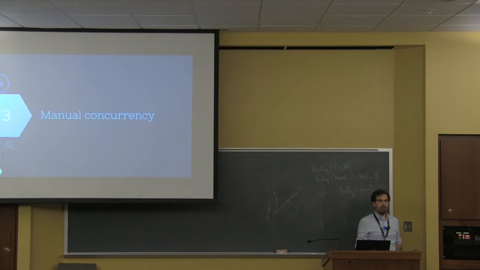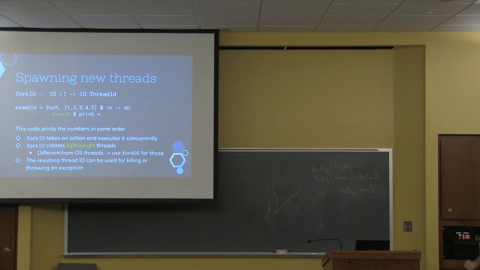So, manual concurrency. Let's get out of all our pure world and all the niceties, and let's go into the hardcore stuff. What if we want to spawn new threads in Haskell? It's simple. We just use this thing called forkIO, which creates a new thread and runs it in parallel with any other threads.